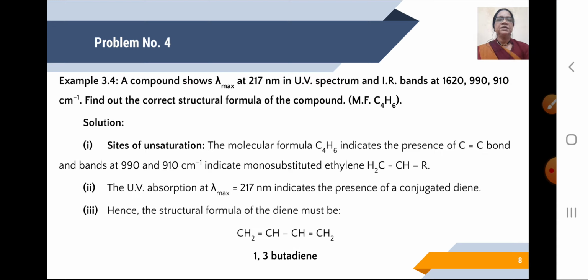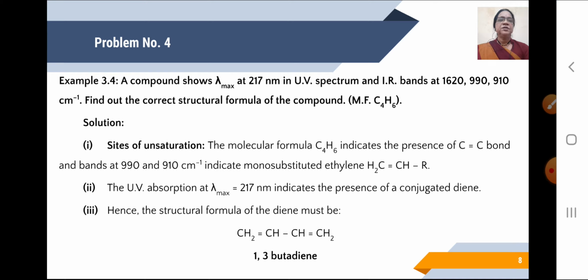Now see the fourth example. A compound shows a lambda max value at 217 nanometer in the UV spectrum and IR bands at 1620, 990 and 910 per centimeter. Find out the correct structural formula of the compound. The molecular formula is given as C4H6.